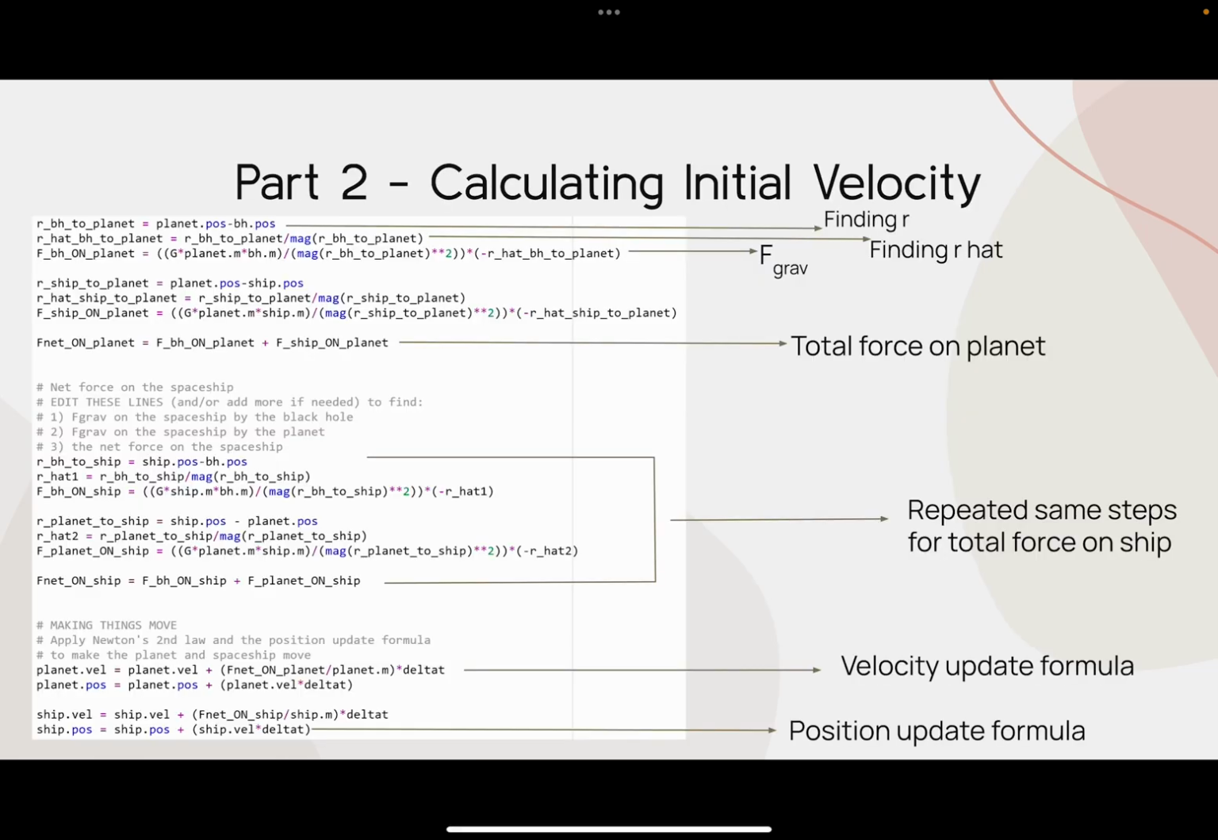This is part 2, calculating the initial velocity of the spaceship. We first found R, and then we found R hat. With those two, we could find the force of gravity, for this one the force of the black hole on the planet, and then we found the force of the ship on the planet. Then we found the total force on the planet by adding those two together, and then we repeated the same steps to find the total force on the ship. For the planet position and velocity and the ship velocity and position, we used the velocity update formula and the position update formula.